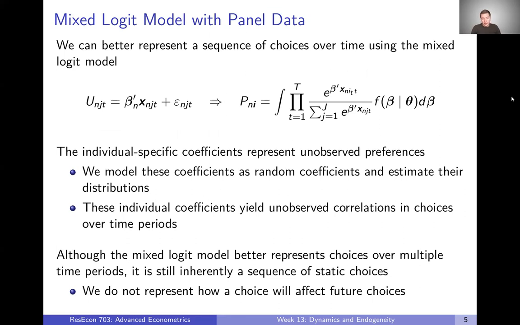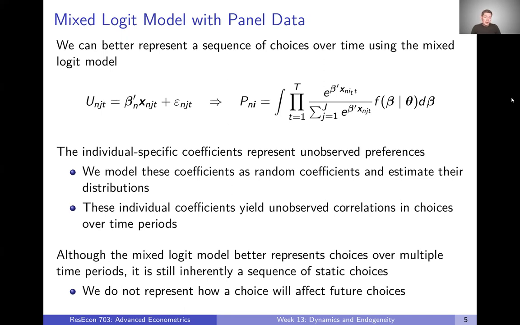Of course, just to reiterate, the basic idea here is that these individual specific coefficients are going to represent unobserved preferences, unobserved to the econometrician. We model those as being random and estimate the distribution, the theta parameters that define the distributions of those individual specific coefficients. And having those individual coefficients is going to yield these unobserved correlations in choices over time periods, which is more realistic than what we had with the basic Logit model.